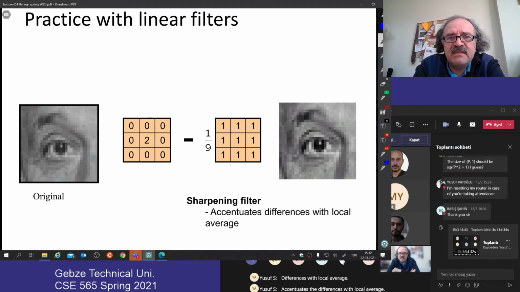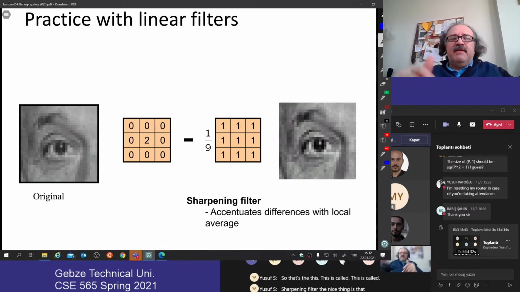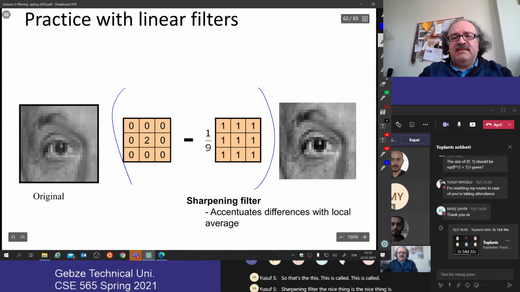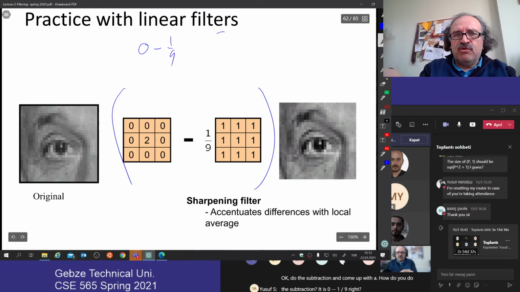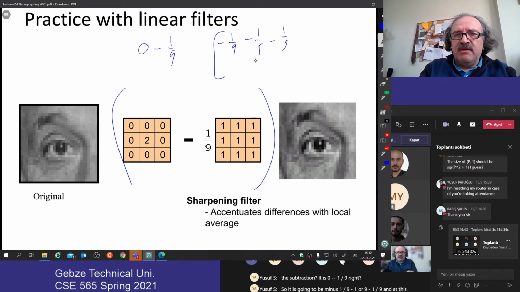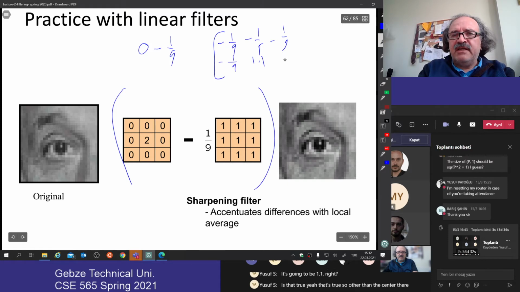So this is called a sharpening filter. The nice thing is if I do the subtraction, how do you do the subtraction? It is 0 minus 1 over 9, right? So it is going to be minus 1 over 9, minus 1 over 9, minus 1 over 9, and at the center is going to be 1.1, right? Is that true? Yeah, that's true. So other than the center, they are all going to be minus 1 over 9.